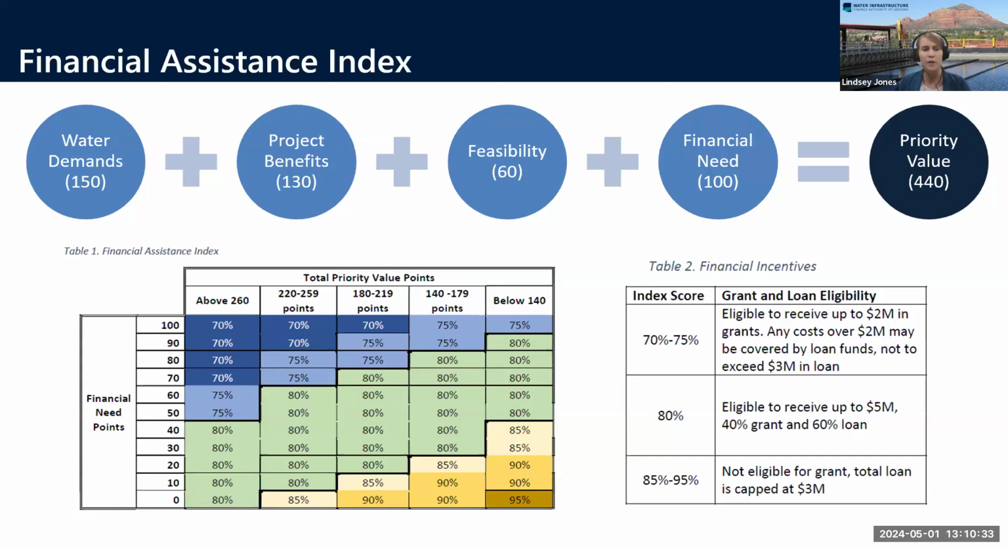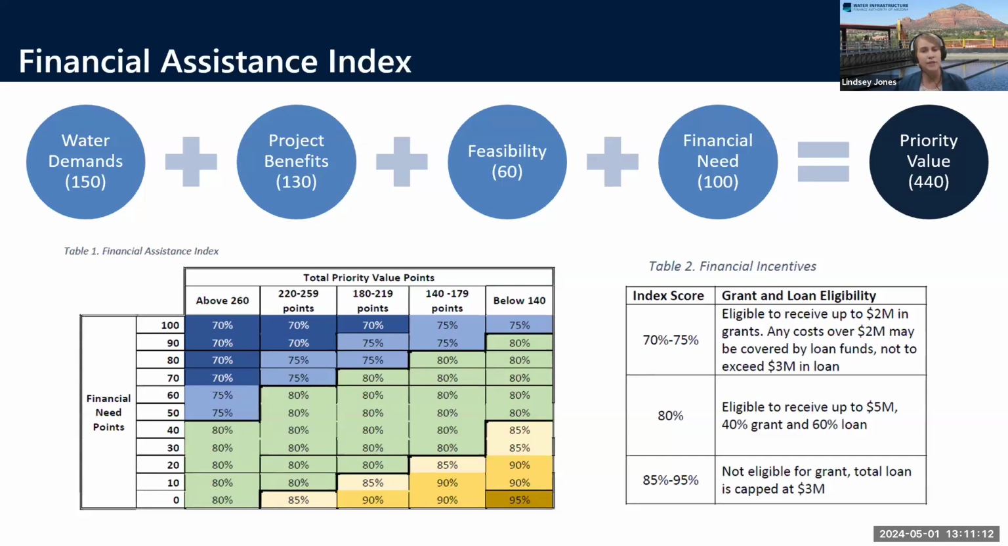So once we get all of those scores determined and verified by WIFA staff after you submit an application, we'll use that table 1 there for the financial assistance index scoring. So we'll determine, based on the total priority value points and the financial need points, what financial index score the project is receiving. If it's anywhere between a 70 to 75%, those projects and communities will be considered WIFA's priority communities and will be eligible for the most grant versus loan for their project.